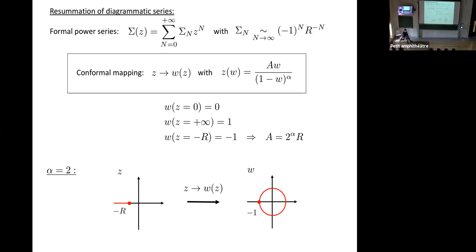And this can be cured by doing a conformal mapping. So what we will do is basically a change of variable. We will map z onto a variable w of z in this way.